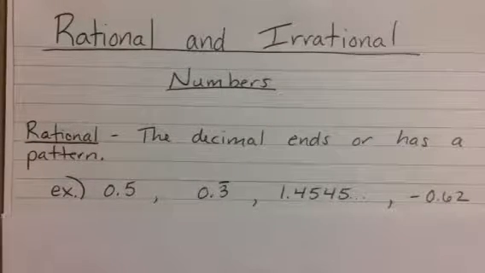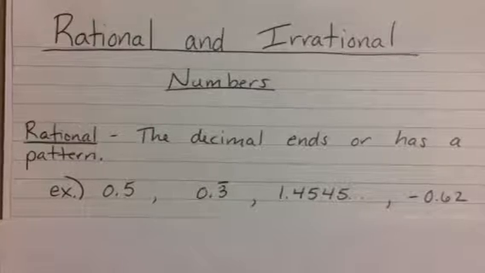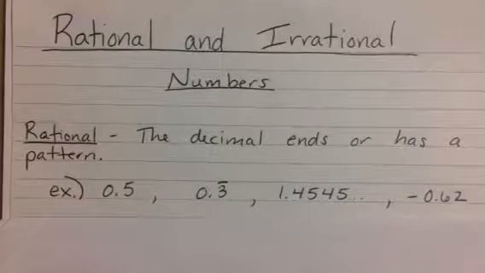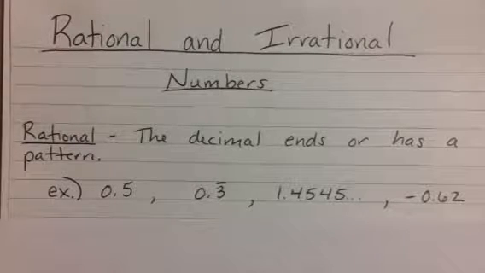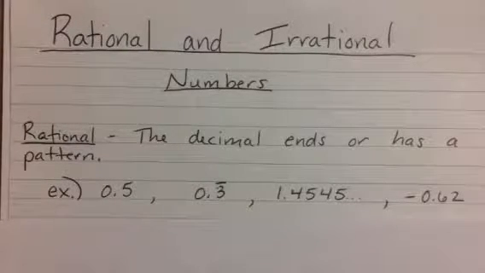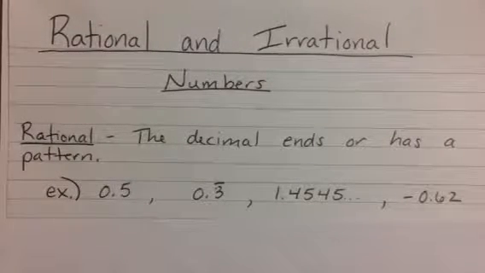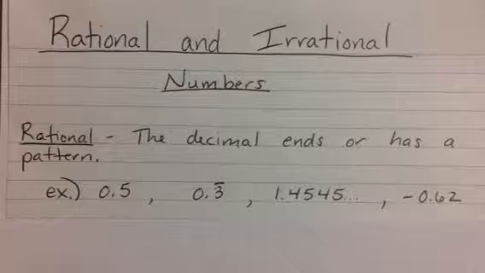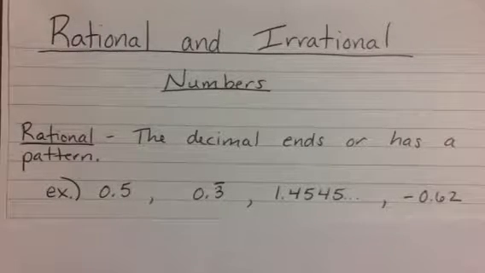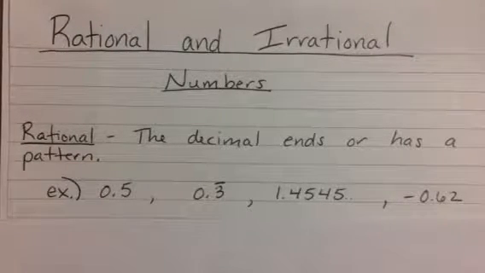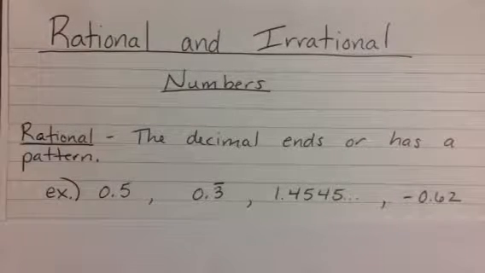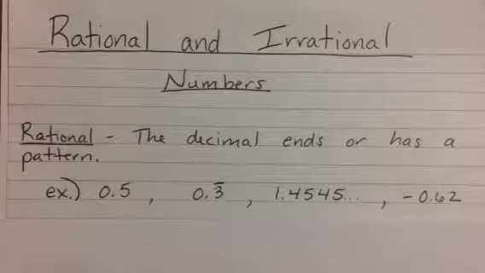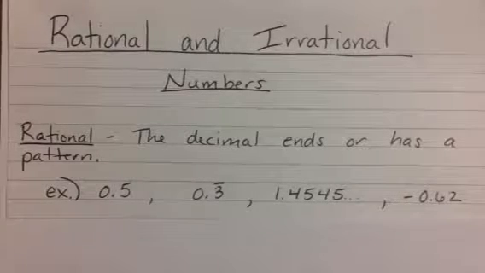For example, 0.5 ends after the 5, and you're looking at the numbers after the decimal point. So because 0.5 ends, that would be rational. 0.3 with a bar over the 3 means that the 3 repeats forever. So because it has a number that repeats, it's rational. 1.454545 and on. Again, 45 repeats after the decimal place, so that would be rational. And then negative 0.62 ends after the 2, and so again, that would be a rational number.